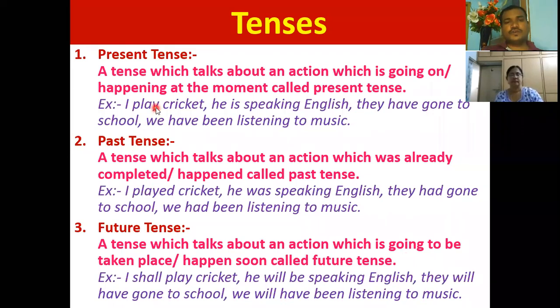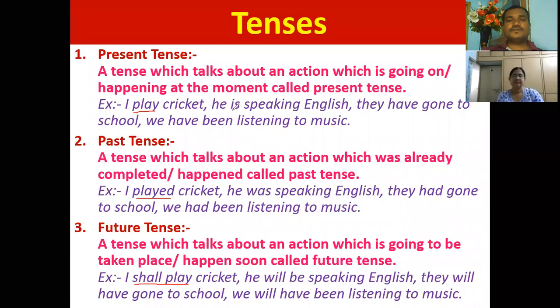Next, examples. If you observe, there are only a few differences you will be able to identify between present tense, past tense and future tense. Here we used V1, whereas in simple past, we used V2. In the future tense, we use shall plus V1. Shall or will can be used in future. Shall and will have the same meaning; I'll give you the difference a little later.